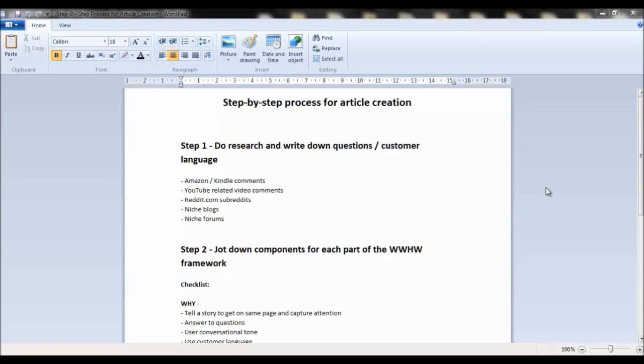Okay, so this is the step-by-step process you're going to take for assembling this piece of article, and you're going to create the content by following these steps. So step 1, you want to start with research, and you want to write down the questions and the language of your target audience, right? You can find these questions, comments and language by going onto Amazon or Kindle and reading through the comments from the books that were written on your subject, right?